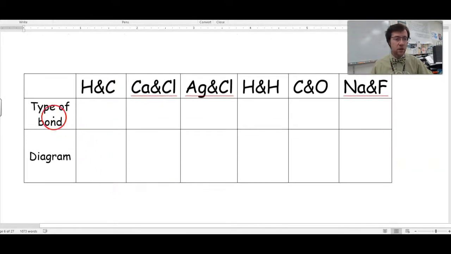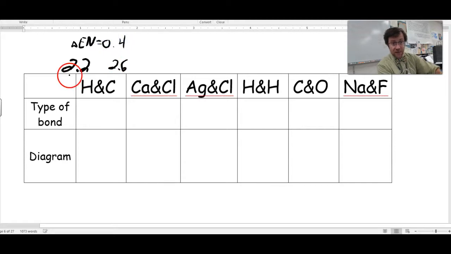So first of all, here we go. Type of bond, hydrogen and carbon. Well, how do we know if it's going to be ionic, covalent, or polar and nonpolar? I'll tell you what. I'm going to go table S. I'm going to see that the electronegativity for hydrogen is going to be 2.2, and for carbon, it is 2.6. So my difference in electronegativity equals 0.4. Covalent. Now, what flavor of covalent? Are these 2 electronegativities perfectly equal? Nope, so it's going to be polar.